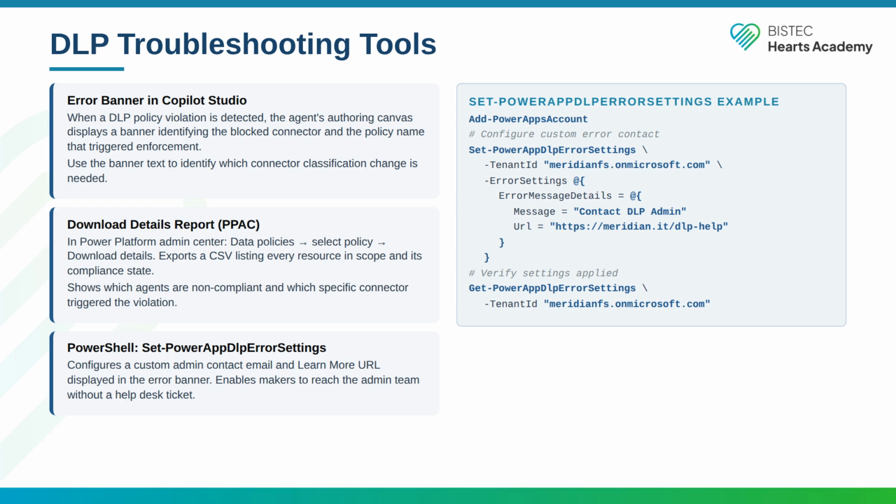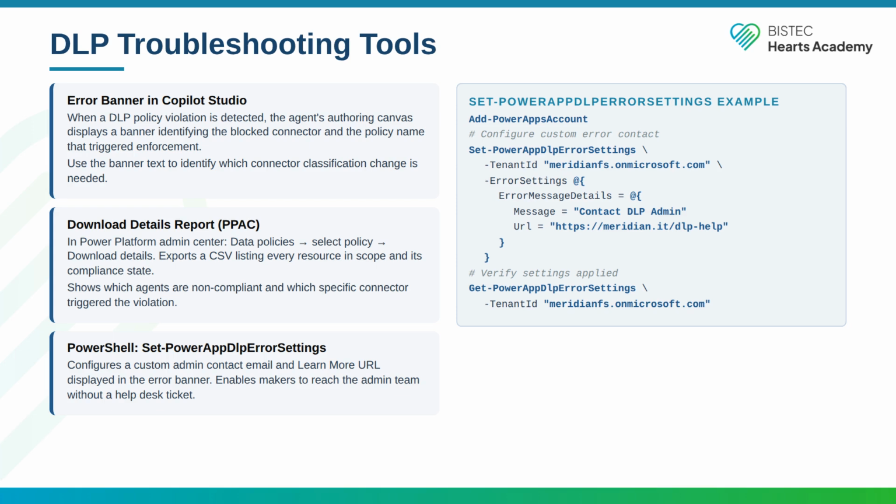The third tool is the Set Power App DLP Error Settings PowerShell CMDlet. This CMDlet configures a custom admin contact message and a Learn More URL that appear inside the error banner displayed to makers. Instead of a generic platform error, makers see your admin team's contact email and a link to your organization's DLP remediation documentation. This transforms the error experience from a dead end into a self-service path that reduces help desk ticket volume and gets makers unblocked faster.